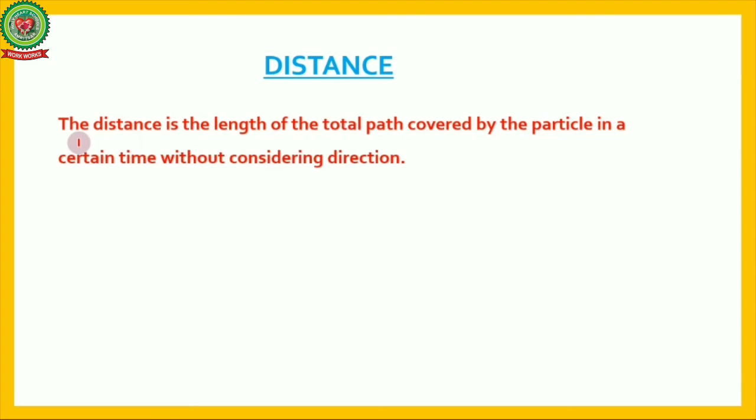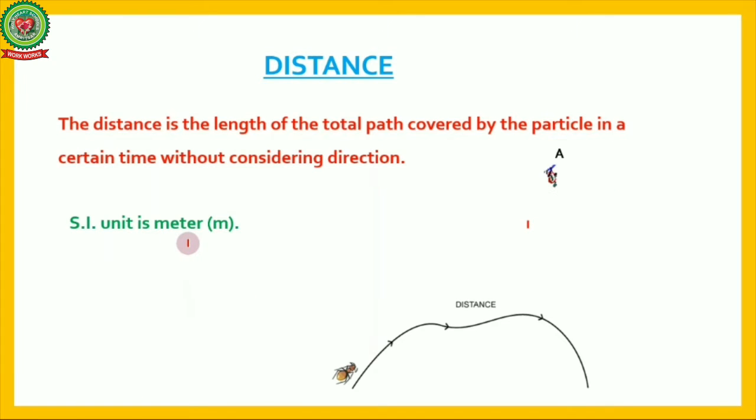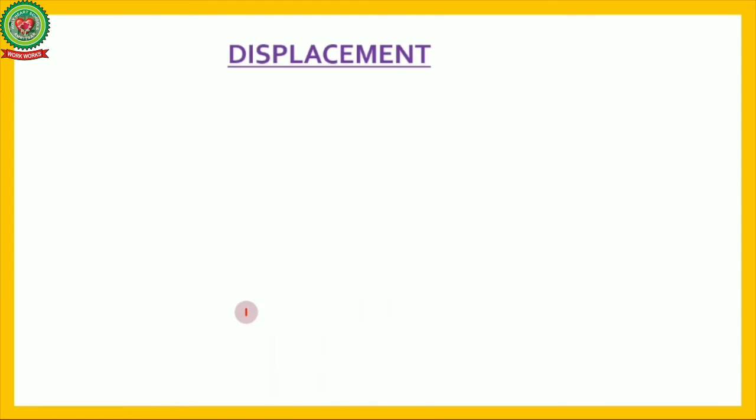Distance. The distance is the length of the total path covered by the particle in a certain time without considering direction. Like we can see the movement of this insect. It is covering the distance from point A to B randomly. The SI unit of distance is meter and its dimensional formula is 1 in L, 0 in M and 0 in time.